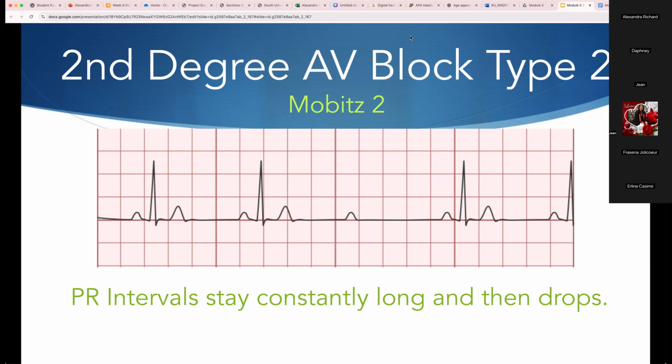All right. So tell me yes in the chat if you've written your notes for first degree heart block, second degree heart block type 1, and second degree heart block type 2. Put a yes in the chat if you've written it down in your notes.